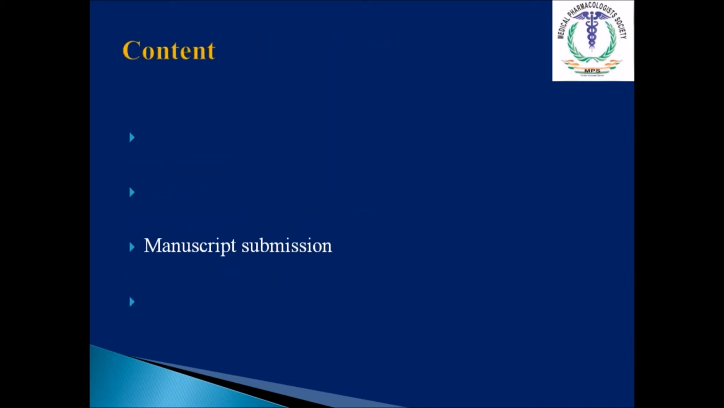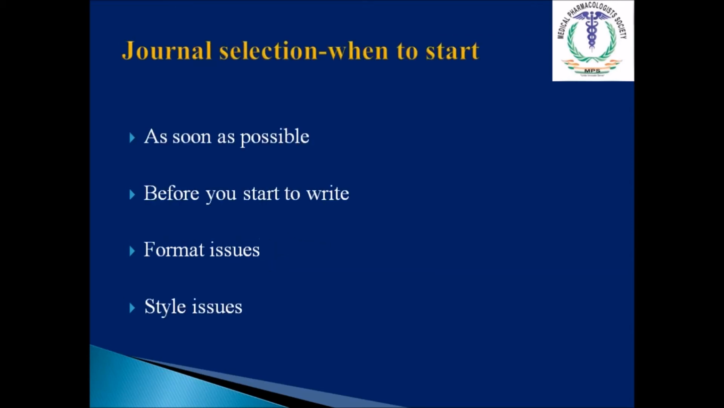Coming to the submission, what happens? How should one go about the submission of a manuscript? Next. One of the important things for submission is we need to select the journal. And when should we select the journal? As early as possible. Even before you start to write the article, select the journal, because there would be significant issues related to formatting or even related to style.